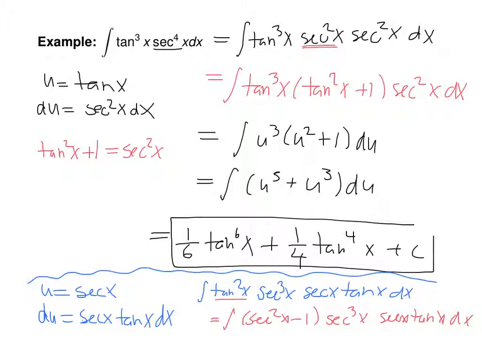Your answer will be 1/6 secant to the sixth x minus 1/4 secant to the fourth x. So actually in that case, either method will work.